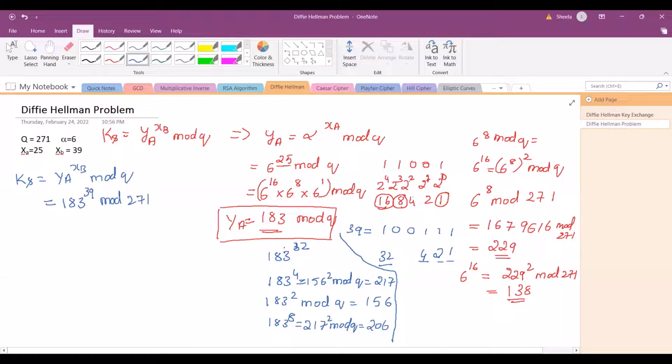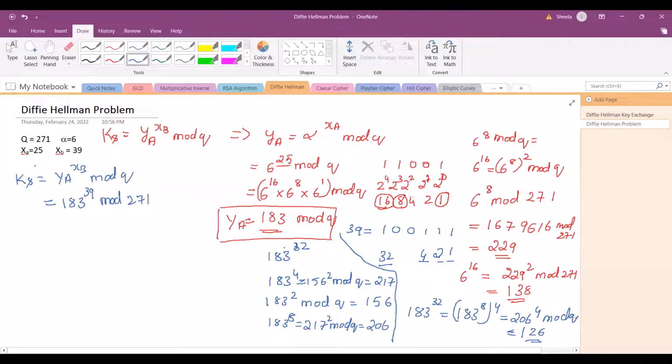Okay. So now in order to get 183 to the power of 32, I can express this as 183 to the power of 8 to the power of 4, isn't it? Since 8 into 4 is 32, and I know the value of 183 to the power of 8, that is nothing but 206 to the power of 4 mod q. So what are we going to get here? We get the value as 126.